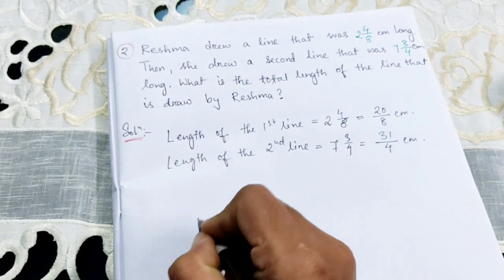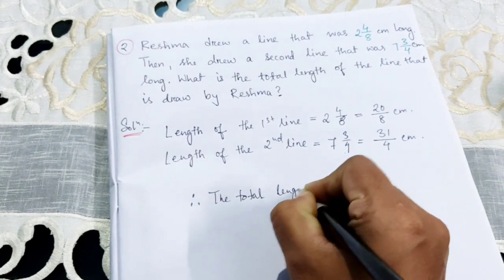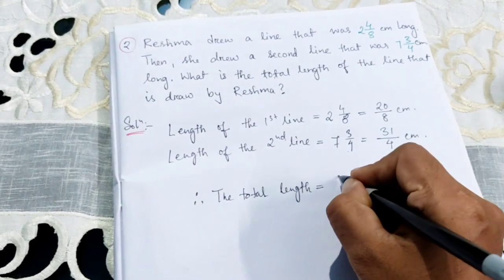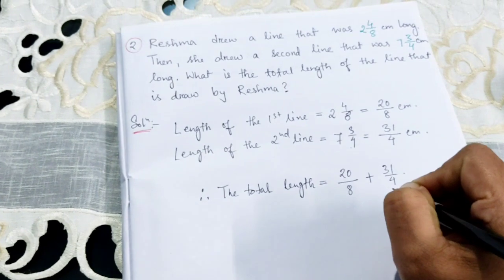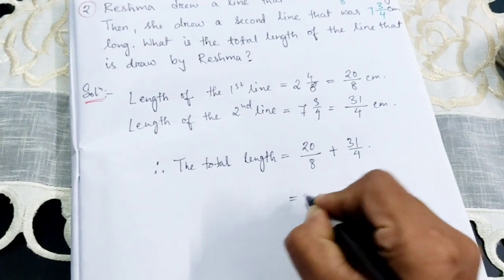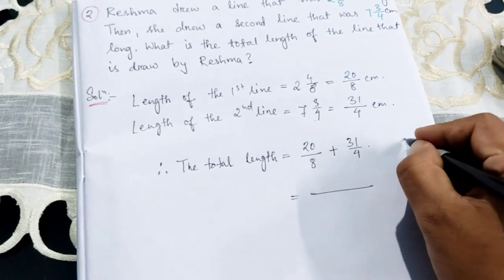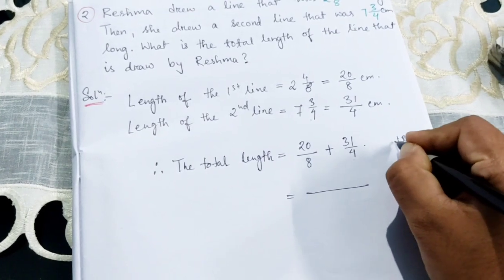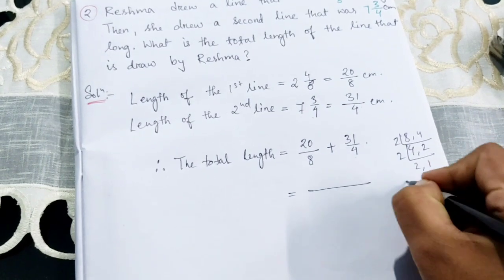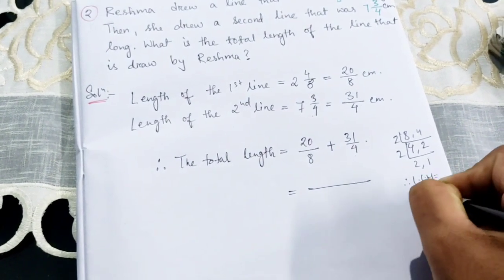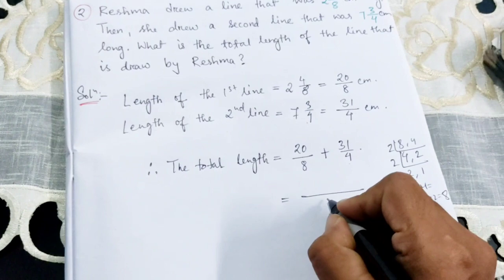Now you will have to find the total length. How will you find it? You will have to add the two lengths. So 20 by 8 plus 31 by 4. As you know how to do addition, here 4 and 8 are there, so you will have to find the LCM. For 8 and 4, 2 fours are 8, 2 twos are 4, 2 twos are 4, 2 ones are 2. So the LCM will be 2 into 2 into 2, that is 8. So the LCM will be 8.